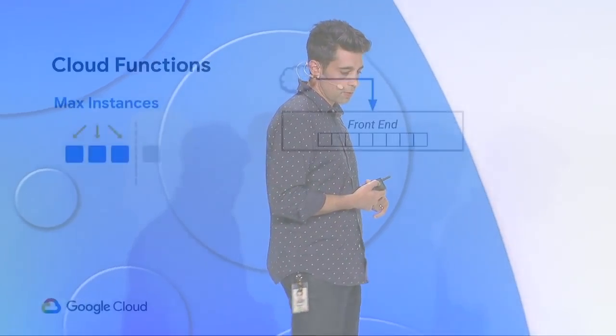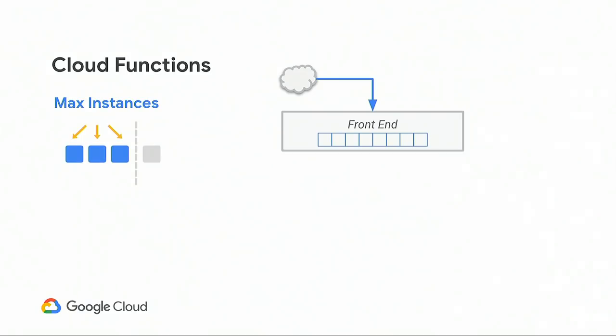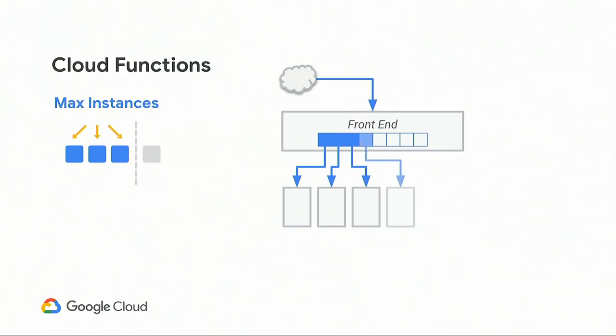So I'll just take you through how that works. The little cloud is the internet. A request comes into our front end, and we'll route that request to an instance of your Cloud Function. So far, so good. As more requests come in, more instances of your Cloud Function will be created, assuming that the current ones are busy, to serve those requests.